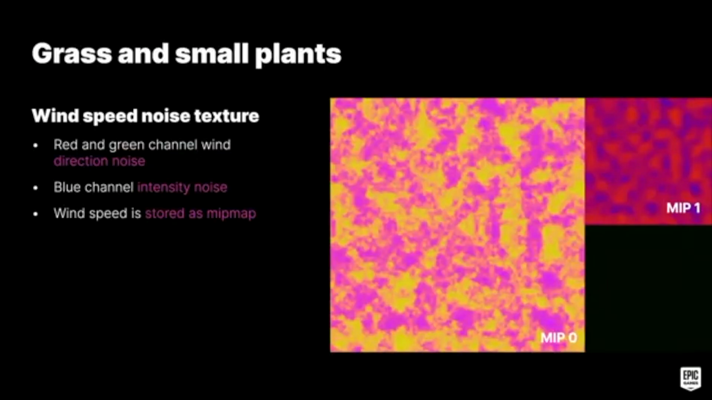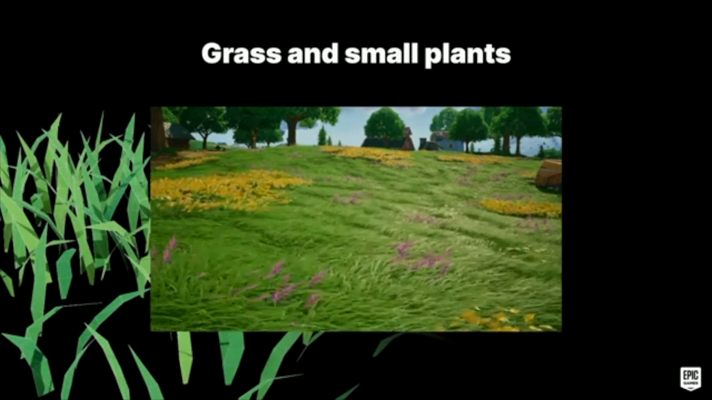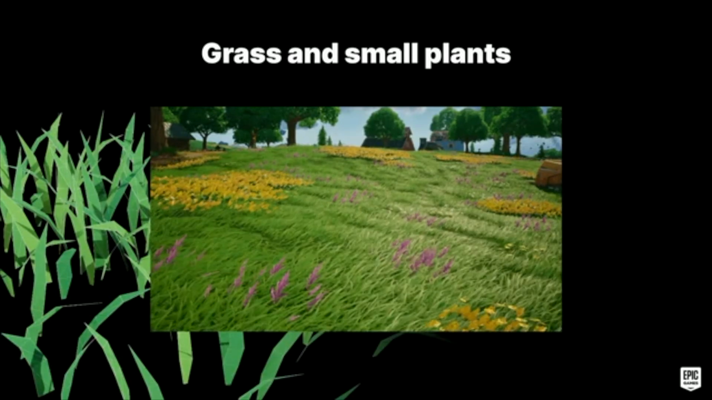In the red and green channel, we store a directional noise for the wind. And in the blue channel is an intensity noise. Then we store the wind speed itself as a mipmap. This allows us to blend between different wind speeds just by blending between these two mipmaps. And the result is really highly detailed grass where each blade is modeled, and we have nice animations.